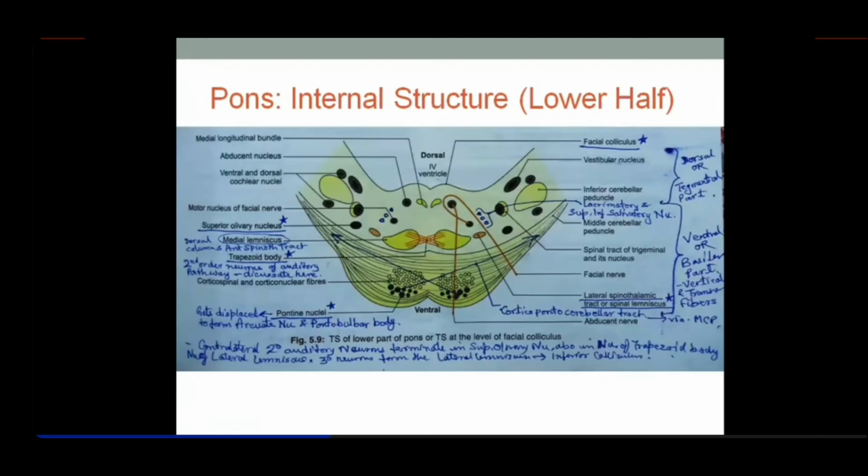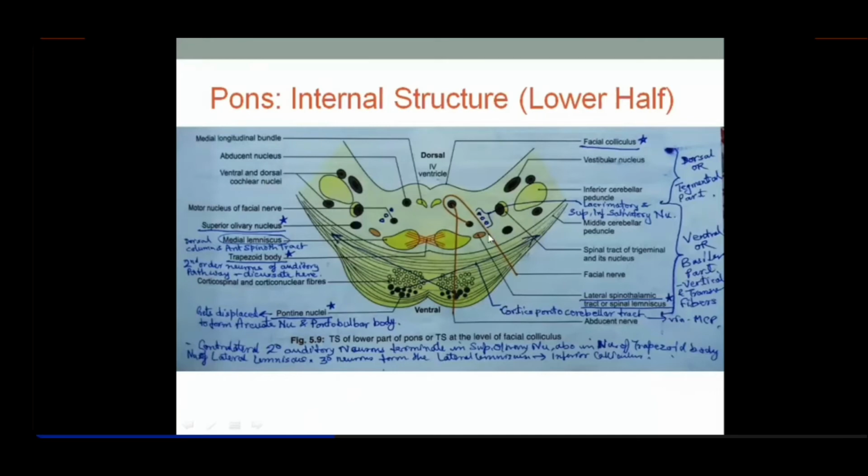So in this functional column at this level, you will find the superior salivatory nucleus and the lacrimatory nucleus. However, the inferior salivatory nucleus is a little below, and it is placed in the upper medulla. But a better way is at the pontomedullary junction, you will find these three small nuclei. These are lacrimatory, then superior salivatory, then inferior salivatory.